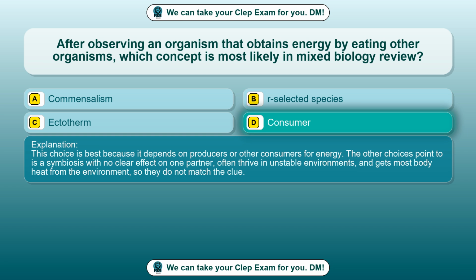The other choices point to is a symbiosis with no clear effect on one partner, often thrive in unstable environments, and gets most body heat from the environment, so they do not match the clue.